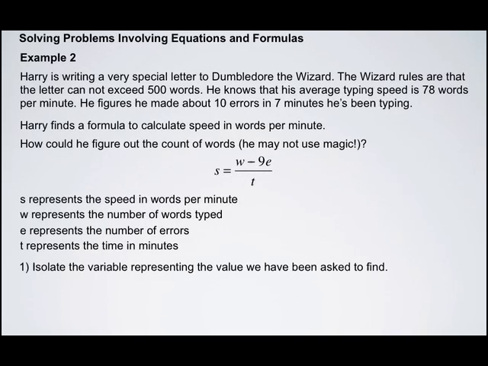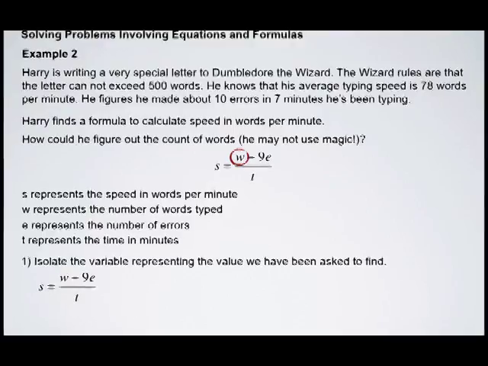Well, our first step is to isolate the variable representing the value we've been asked to find. The count of words is W. So we need to isolate W. We'll just do this by writing the equation to start. S is equal to W minus 9E divided by T.